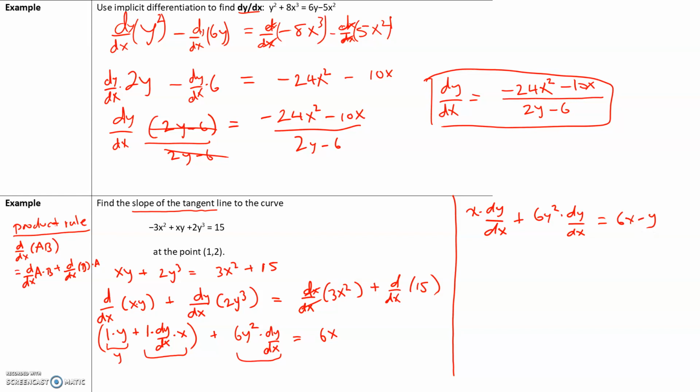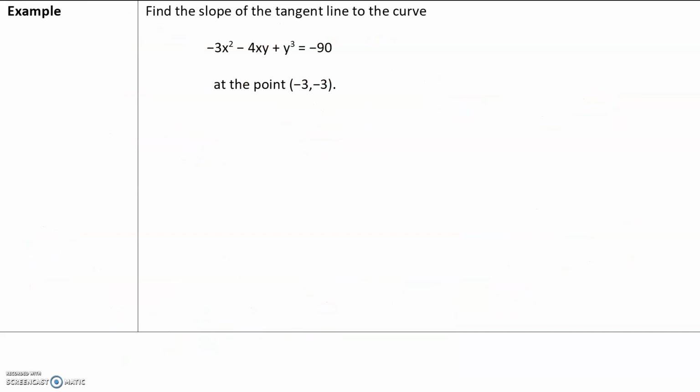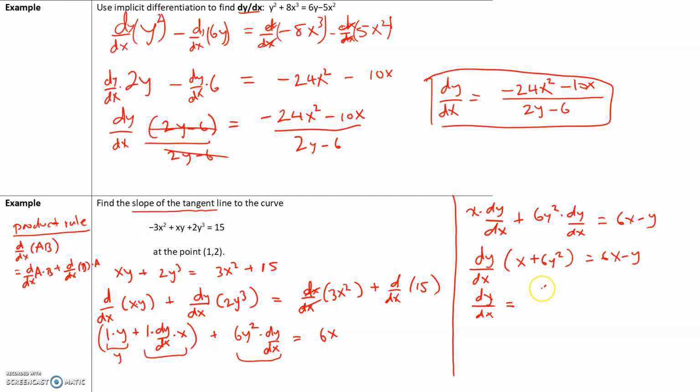Then I have to factor out the dy/dx. So I'll factor out the dy/dx, and I'm left with x plus 6y squared, and this equals 6x minus y. Divide both sides by x plus 6y squared, and I get the following: 6x minus y over x plus 6y squared. That's the derivative. The next part, the tangent line, we will do this part in class.